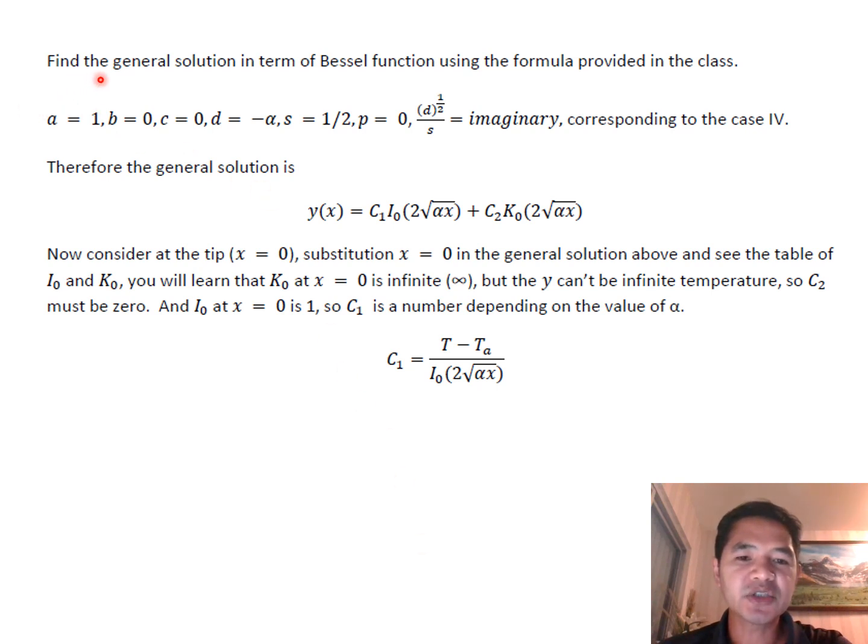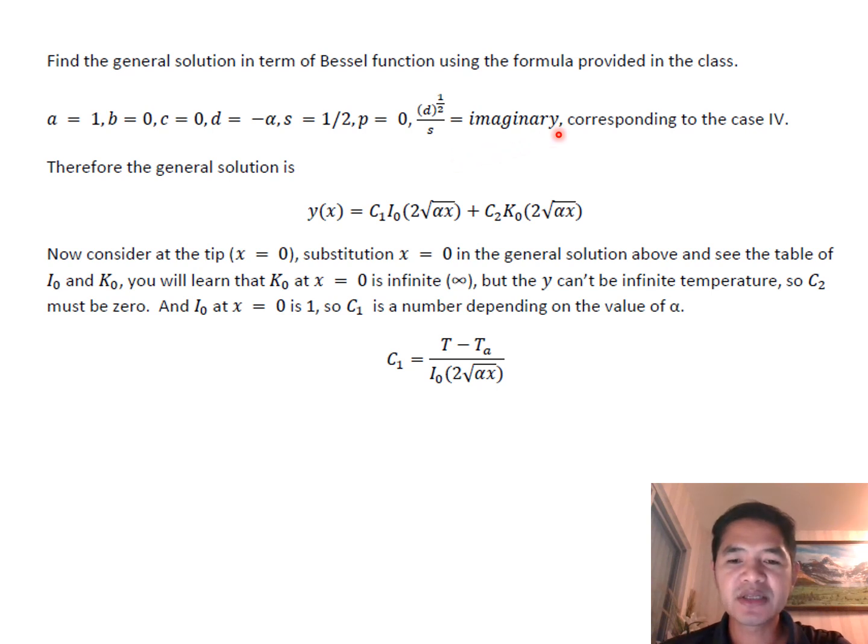To find the general solution in terms of Bessel functions using the formula that I already showed you in the slides before, we can compare the coefficients, and we figure out that a equals 1, b equals 0, c equals 0, d equals minus alpha, s equals 1.5, and p equals 0, and the square root of d over s is an imaginary number.